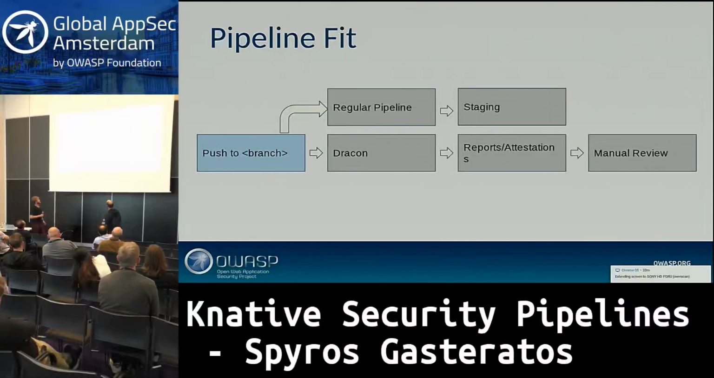Yeah, so, do you want to talk about where we actually ended up putting it? Sure. So we ended up creating a second pipeline and putting Dracon in it. It's the security pipeline, for lack of a better name. So somebody pushes to a branch, the regular pipeline does its thing, and then Dracon does its other thing.